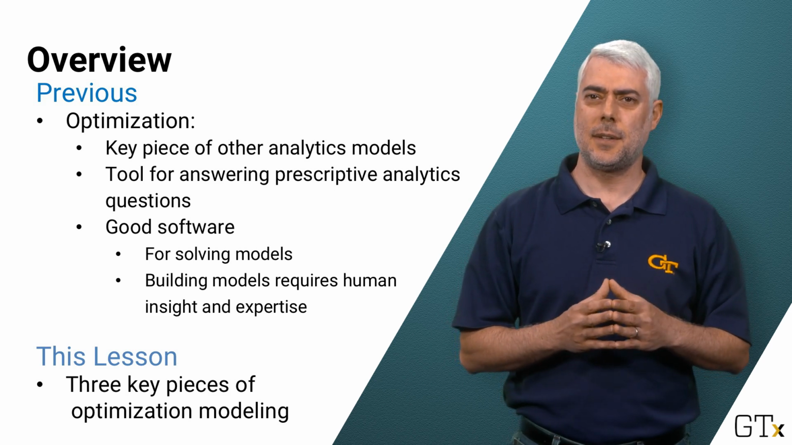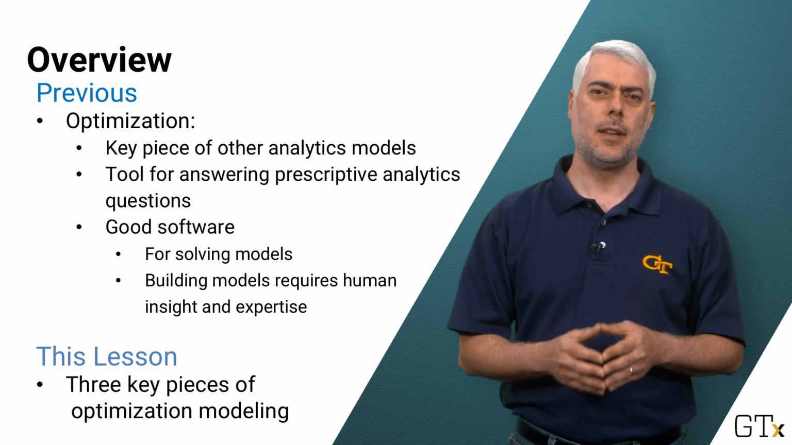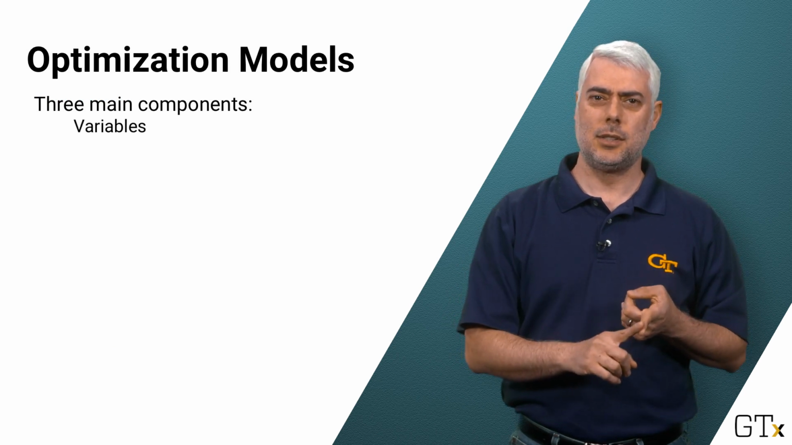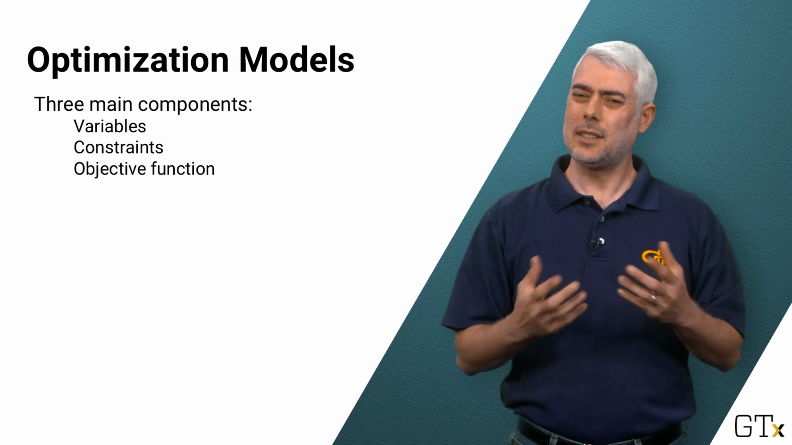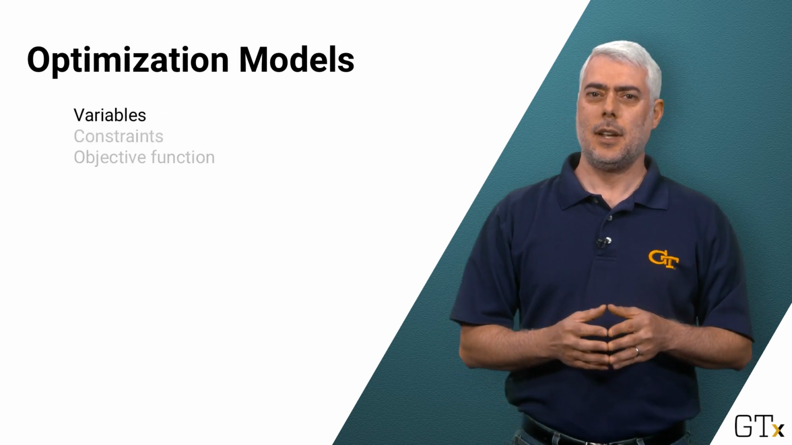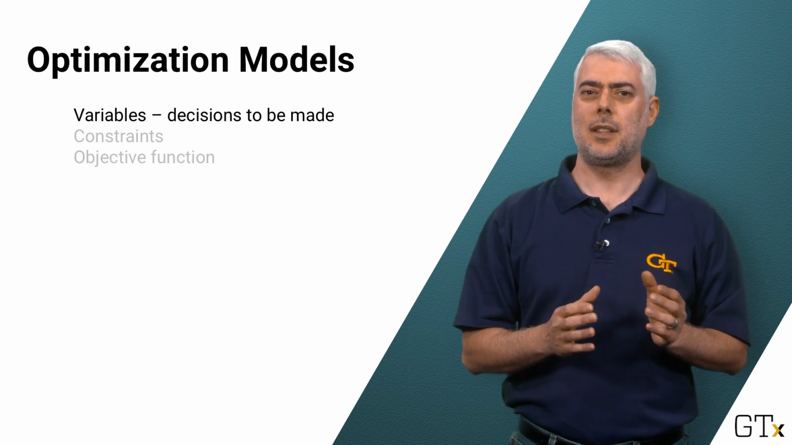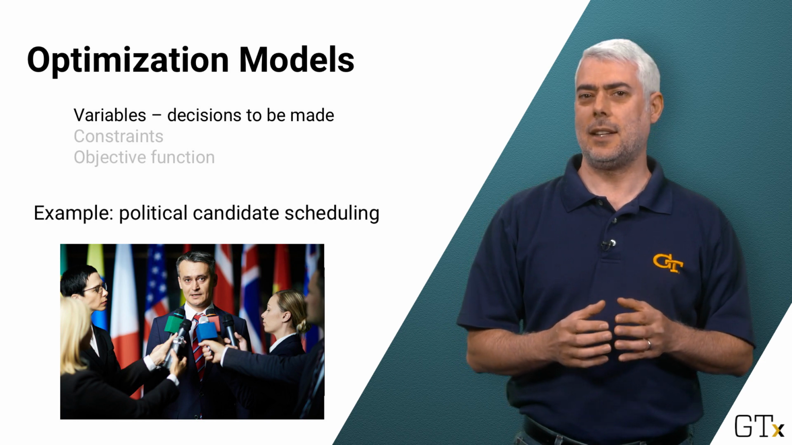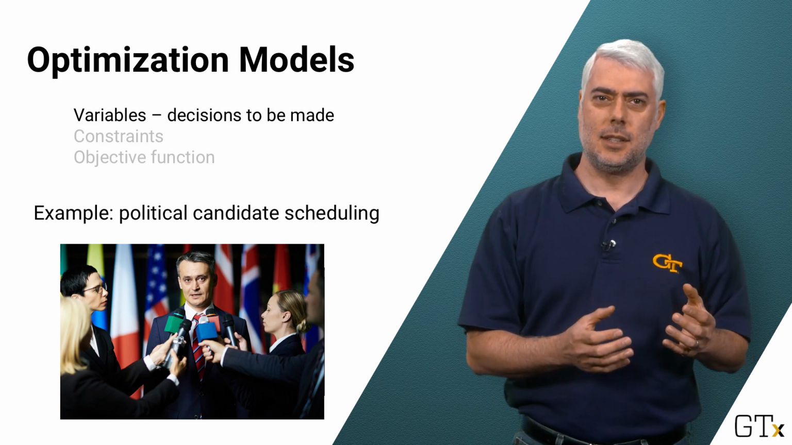In this lesson specifically, we're going to see three key pieces of optimization models. Optimization models have three main components: variables, constraints, and objective function. Let's start with variables. The variables in a model are decisions that the optimization solver will pick the best value for. For example, if we're optimizing a political candidate's travels around the country, then we might have variables like these.